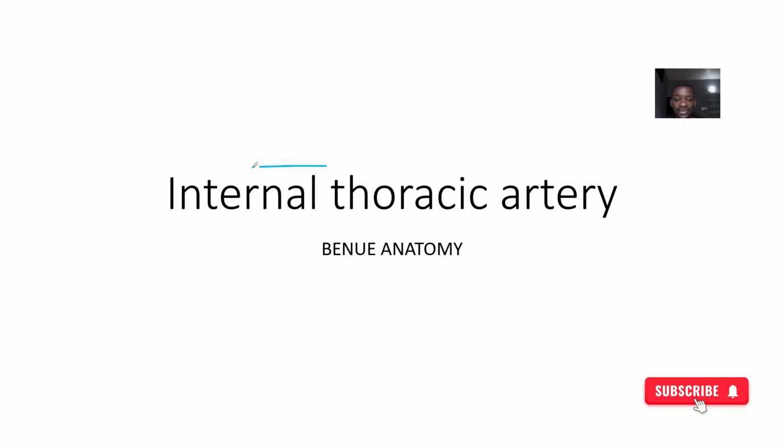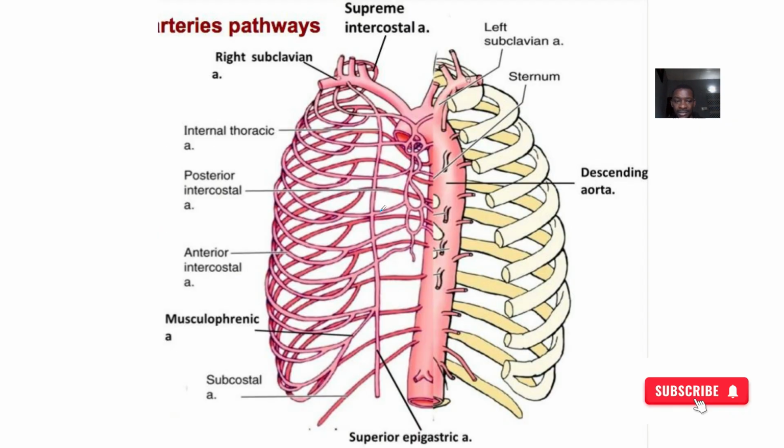Now for the next artery which we are going to discuss, its anatomy. This is what is known as the internal thoracic artery. Internal thoracic artery. So for the internal thoracic artery, see, it's an artery way up here, and it's actually a branch from the subclavian artery. Can you pinpoint it out?